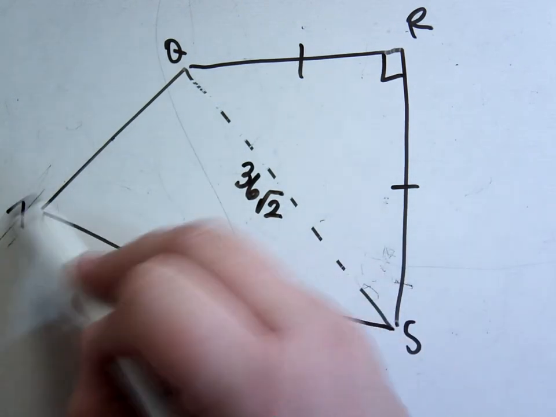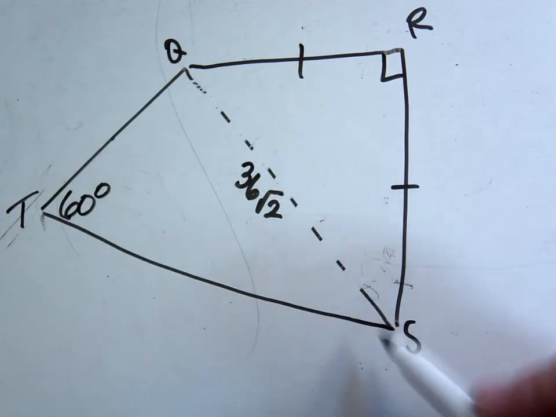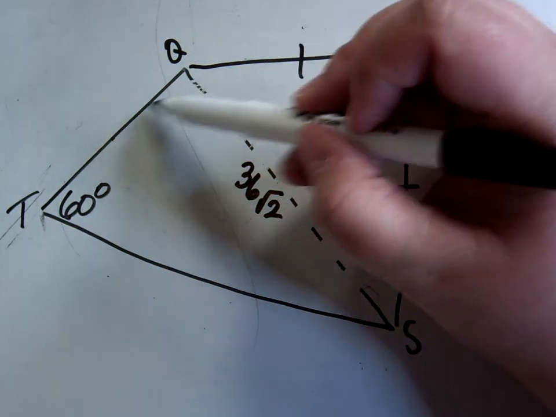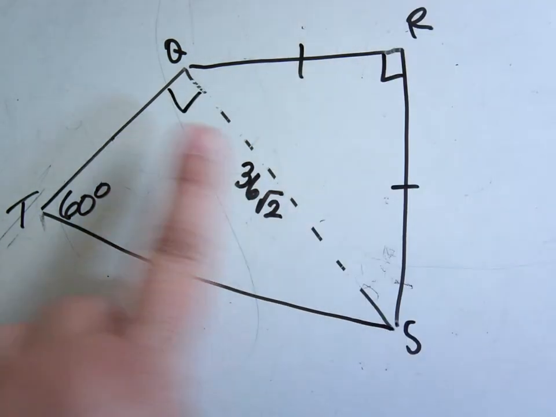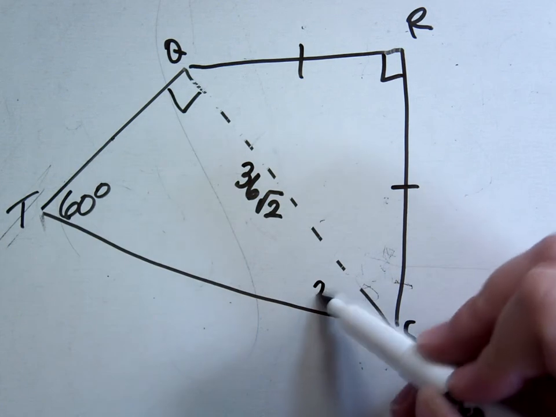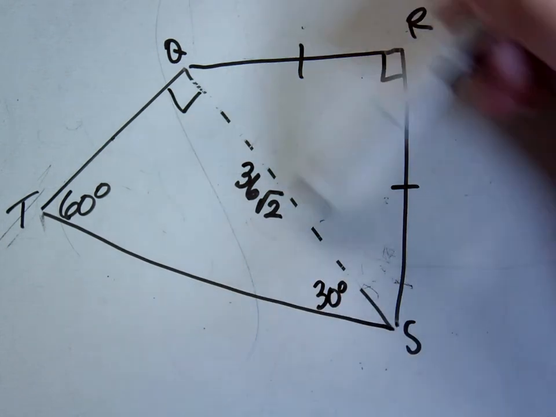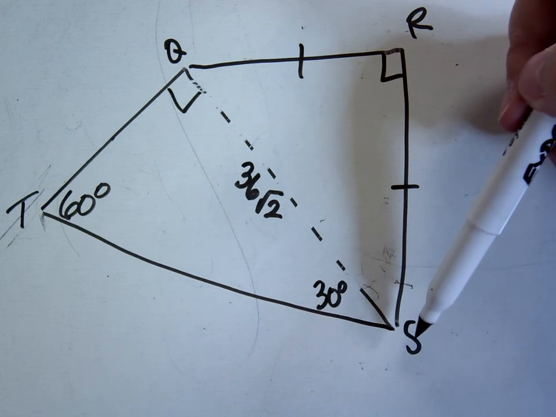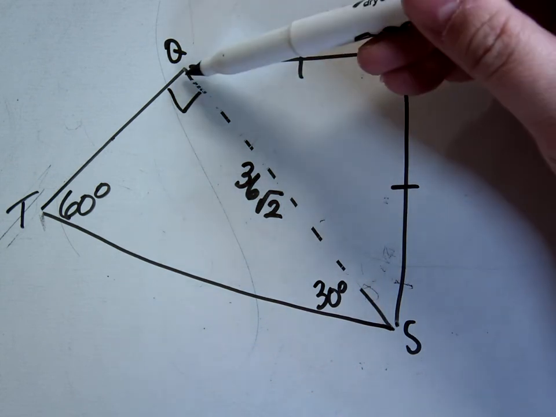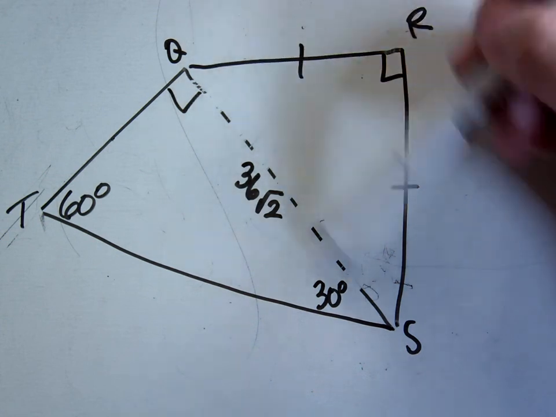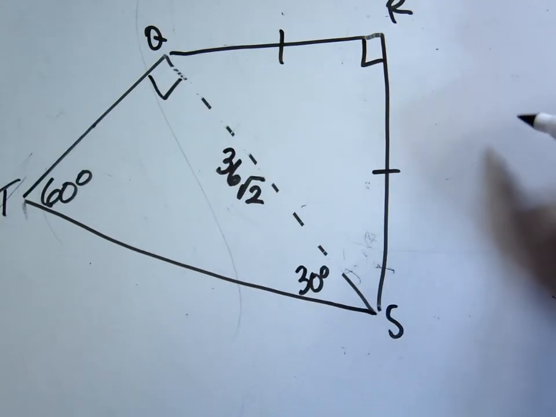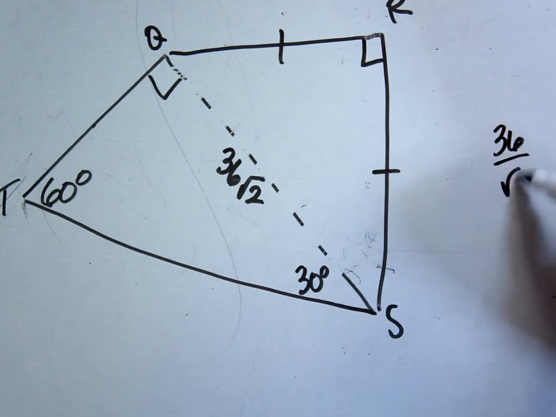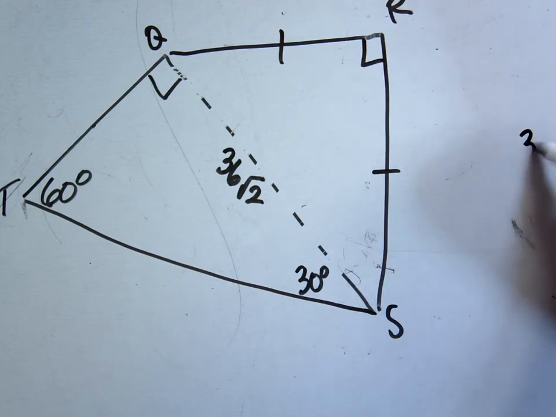And this is 60 degrees. And this is a right angle. So that means that this triangle QTS is a 30, 60, 90. Okay, so QS is the long leg of a 30, 60, 90. So if we want to find the short leg and we're starting with the long leg, we divide by square root of 3. So 36 root 2, 36 root 2 divided by square root of 3.